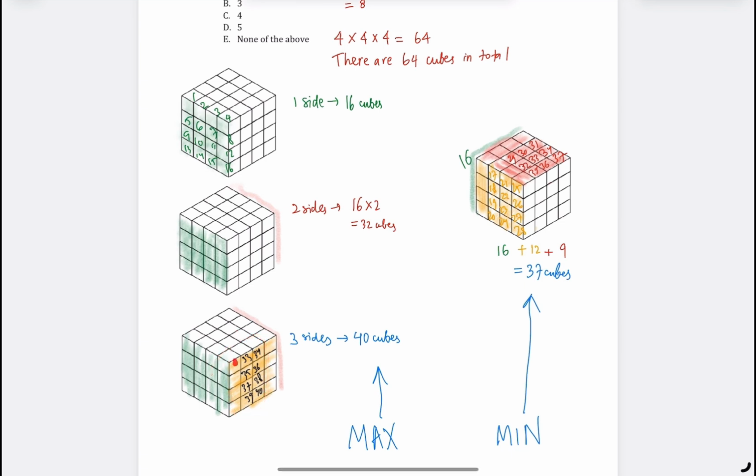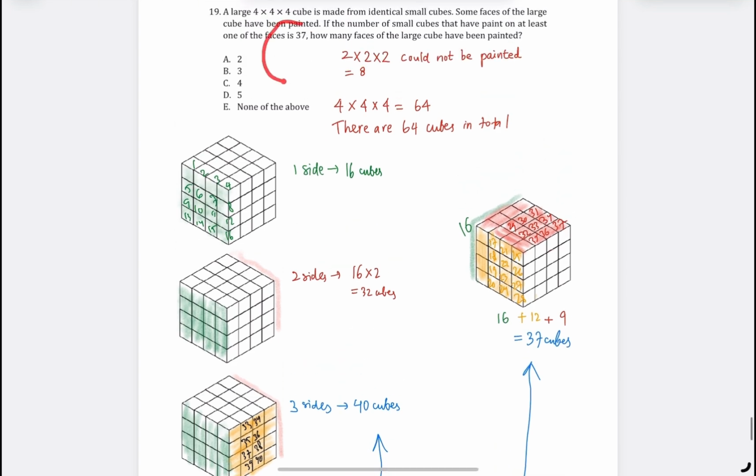Okay, this one we have already counted. That means we just need to count the 8 in the middle. So we have 40 cubes. 40 cubes is not in the question. Okay, the question asks 37. So we need to find another way.